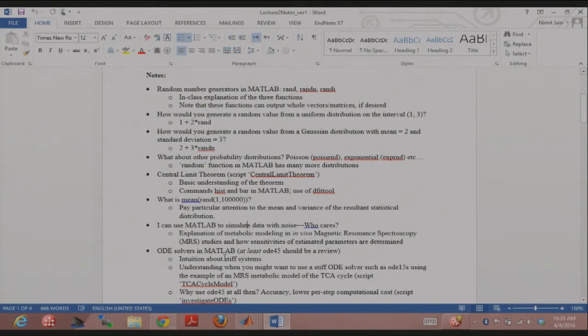And again, let's talk about the TCA cycle a little bit. I'm going to show you the model, but the reason the TCA cycle model is stiff is that in the TCA cycle, you have some metabolite pools which are extremely small in size. Alpha-ketoglutarate, for example, is extremely small in terms of concentration as opposed to glutamate. There's like three orders of magnitude difference.